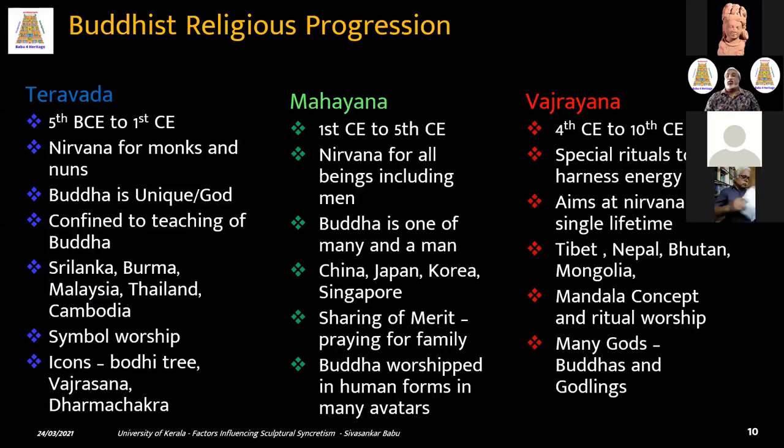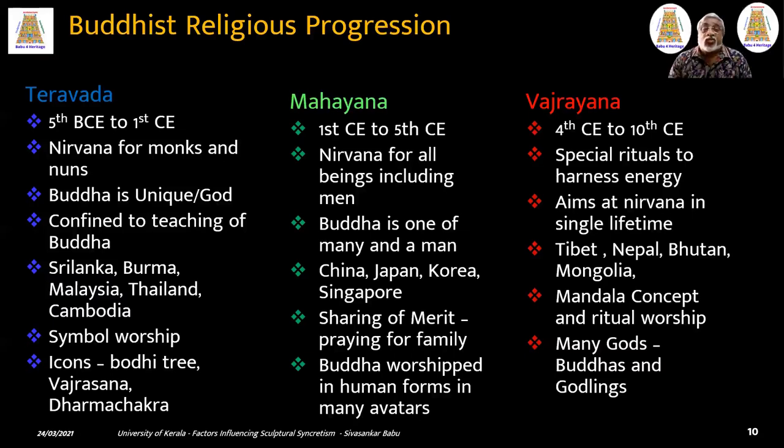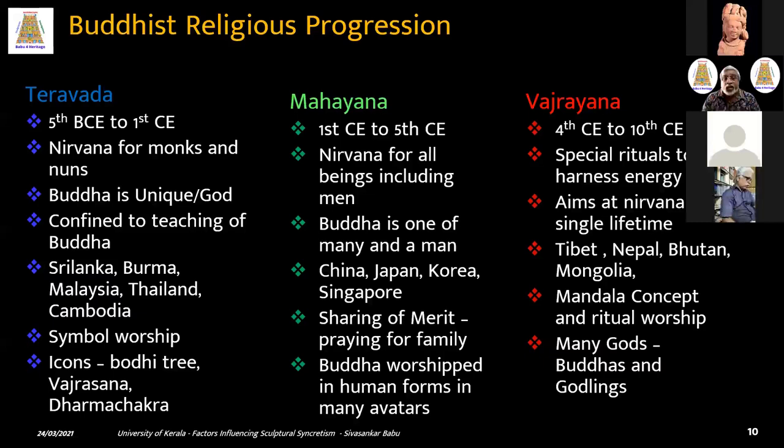Later on, Mahayana started professing Nirvana for all beings, and Buddha is considered as one of the many Buddhas and a man. And this concept was more comfortable, and it spread into China, Japan, Korea, and Singapore. And the advantage of this is that you can pray for yourself, you can pray for the family, and you can pray for the benefit of others. So it leads to a lot of new iconography, various forms of Buddha, various avatars.